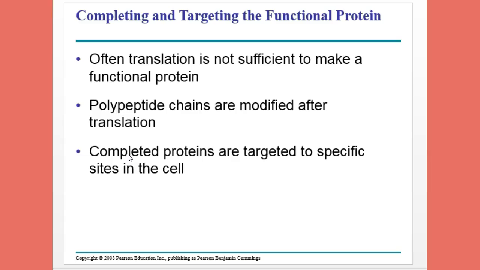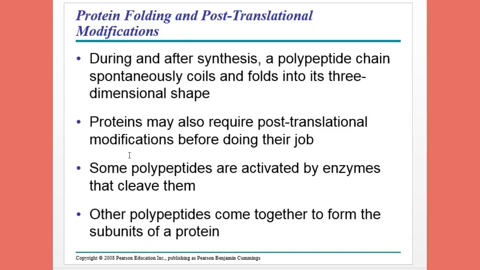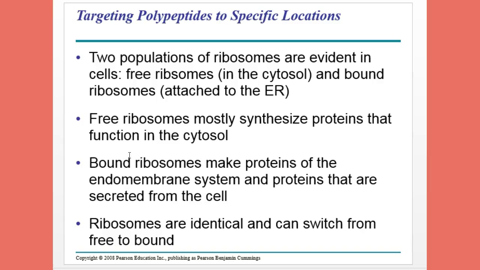Okay, all right, completing and targeting the functional protein. Often translation is not sufficient to make a functional protein. Polypeptide chains are modified after translation. Completed proteins are targeted to specific sites in the cell. Alright, during and after synthesis, a polypeptide chain spontaneously coils and folds into a three-dimensional shape. Proteins may also require post-translational modifications before doing their job. Some polypeptides are activated by the enzymes that cleave them. Other polypeptides come together to form the subunits of a protein.